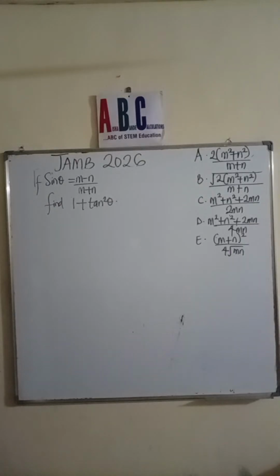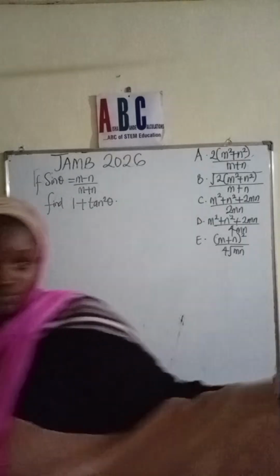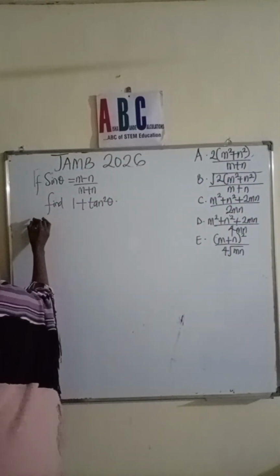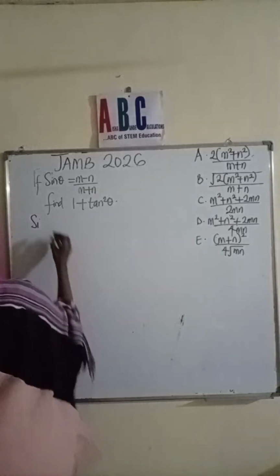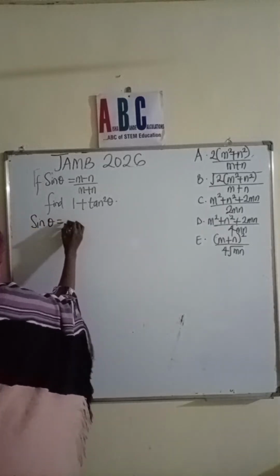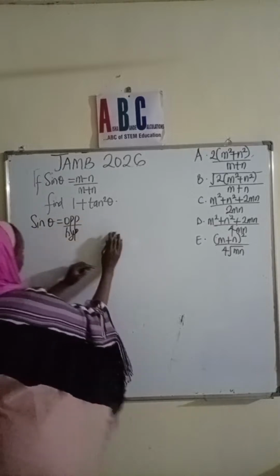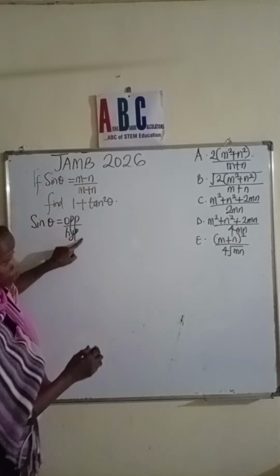Okay, let me help us with the first step. The first step will guide us on what to do. So who can tell me, since this is sin theta, what's the formula for sin theta? We'll draw a right angle triangle. Sin is opposite over hypotenuse, right? So the opposite side is m minus n. The hypotenuse is m plus n, right?